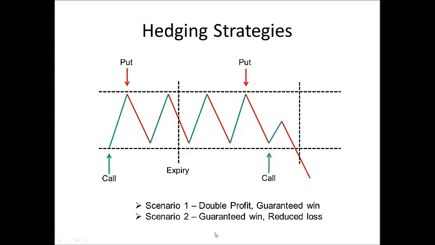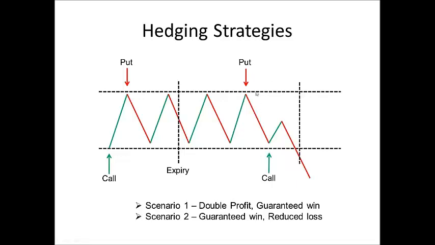No matter what happens, we're guaranteed to win at least one of these positions. And our loss is dramatically reduced. The reason being, if we had just placed a call at the support line, we would have made a loss. Say we placed a $10 call, price closed lower on expiry, and we made a $10 loss.